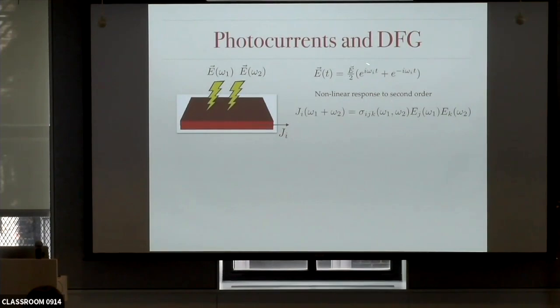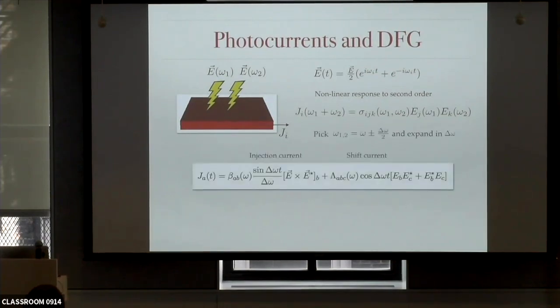Because this has both plus and minus omegas, you get both frequency sum and frequency difference generation. I'm interested in frequency difference when the detuning is very small. So I take omega 1 and omega 2 as omega plus minus some very small detuning. Now I expand this function in the detuning parameter, and the resulting expression looks like this. Okay, so this is very similar to the photogalvanic effect. In fact, I'll connect it in a minute.